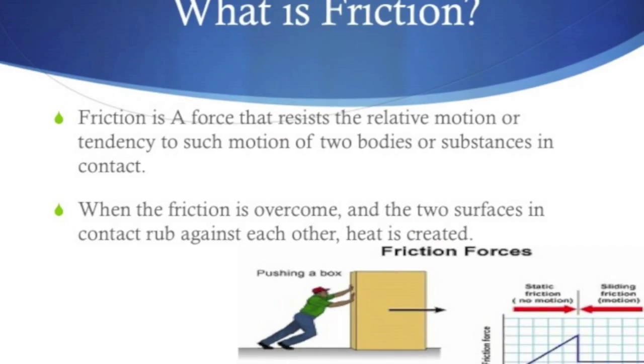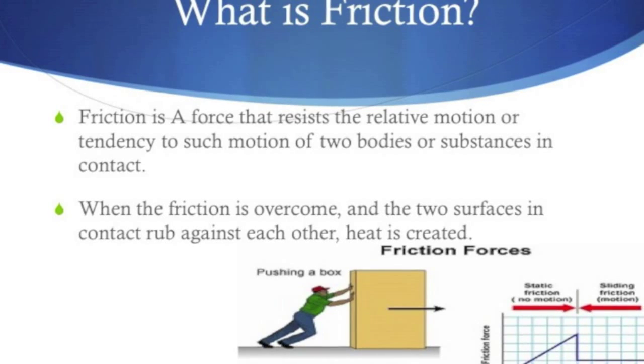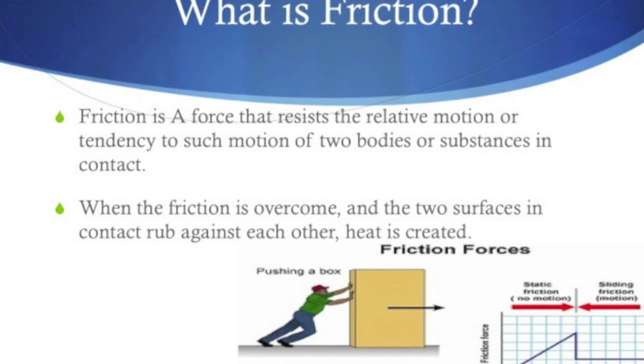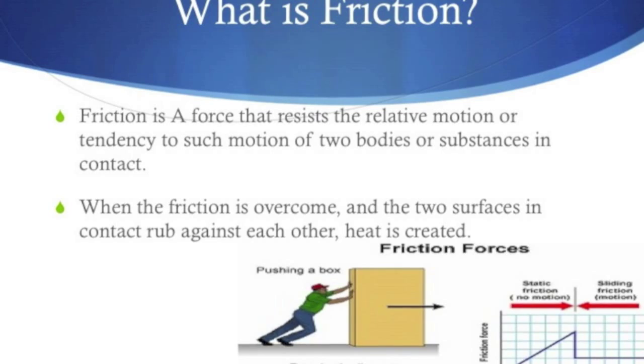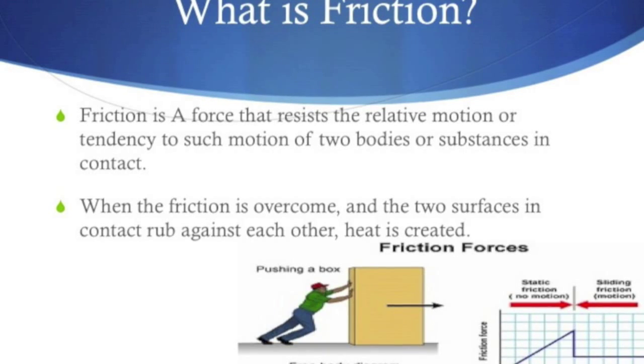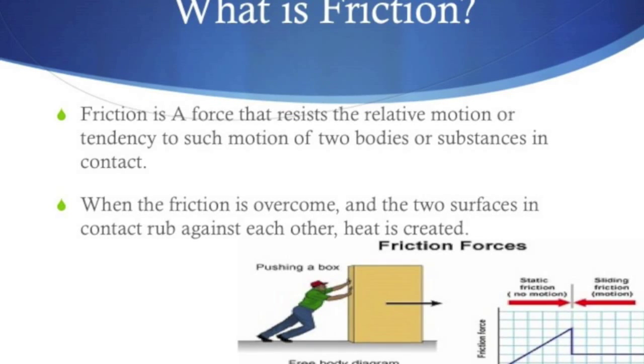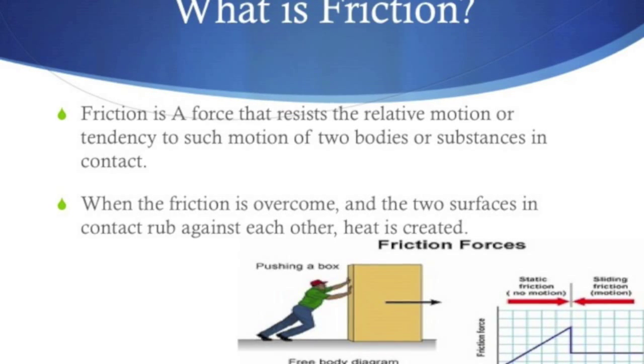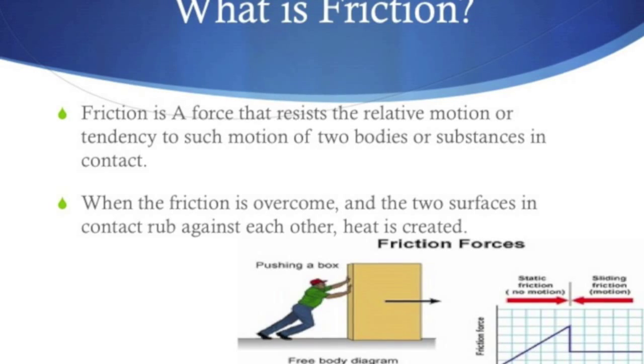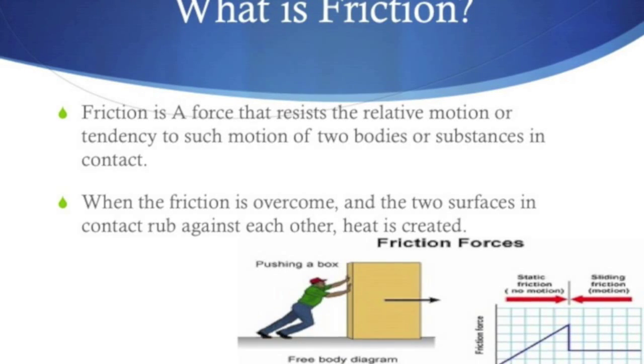An easy way of showing this would be by taking your hands and rubbing them together. The longer that you rub your hands together, the more you will feel the heat on your palms. This is caused because of friction. What is friction? Friction is a force that resists the relative motion or tendency to such motion of two bodies or substances in contact. When the friction is overcome and the two surfaces in contact rub against each other, heat is created, as shown by the example of rubbing your hands together.